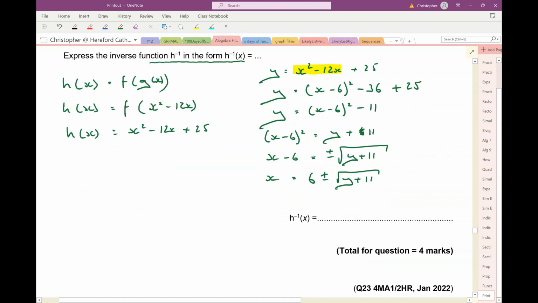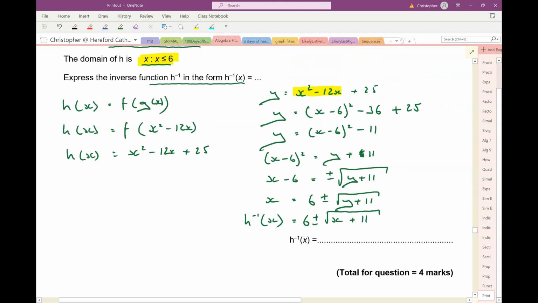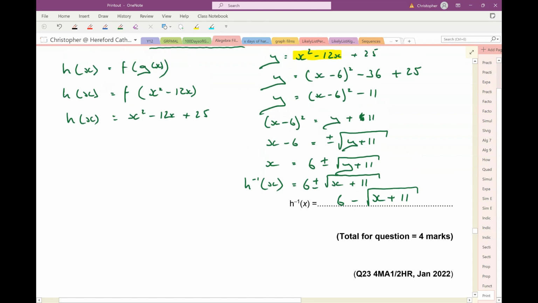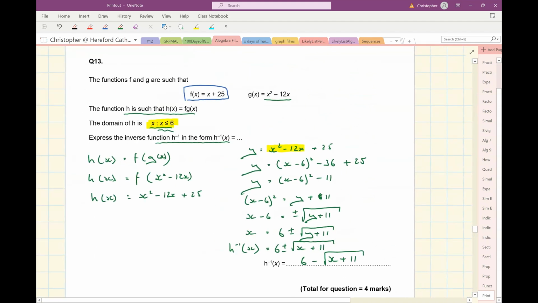So it looks like the inverse function is going to be 6 ± the square root of (x + 11). But I'm told that the domain of h requires that x be less than or equal to 6. So I can't do 6 plus anything. So the correct expression is going to be 6 minus the square root of (x + 11). And that is question 13 done.